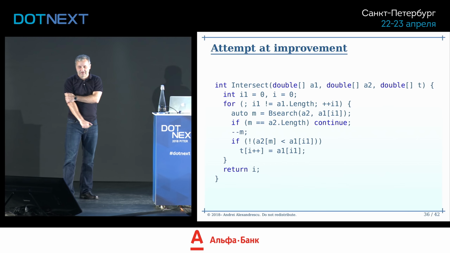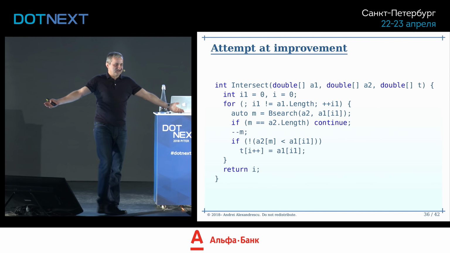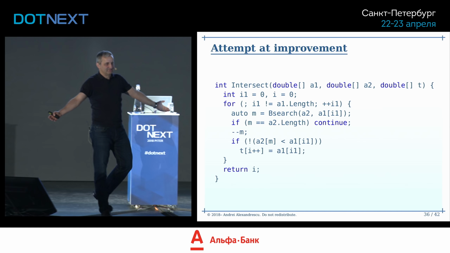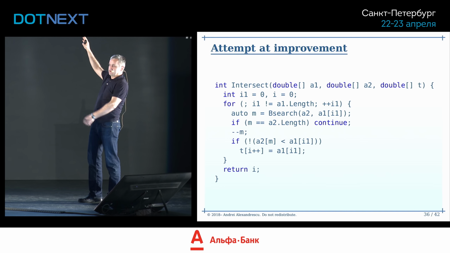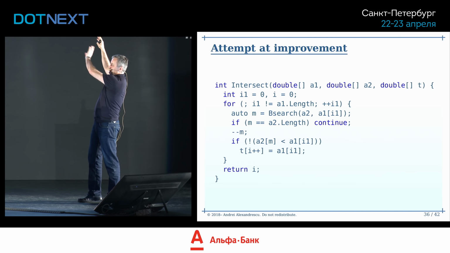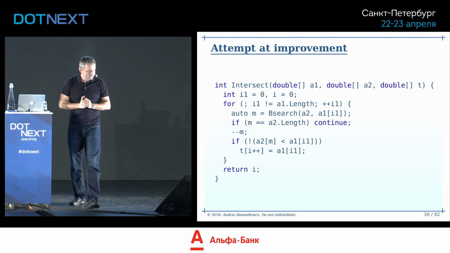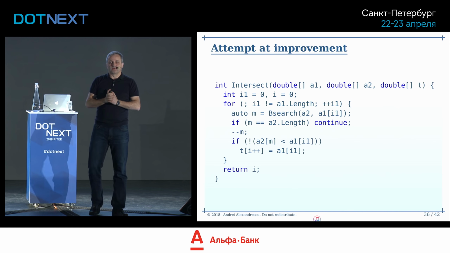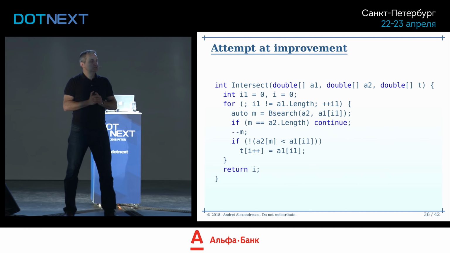So how do we improve it? Well, if not linear, binary is better. So let's use binary search, right? Binary search is nice because it gives me the rightmost index of the things that are smaller. So I'm going to have this implementation. You take this to production and measure it, it does B search, and it's not very good.